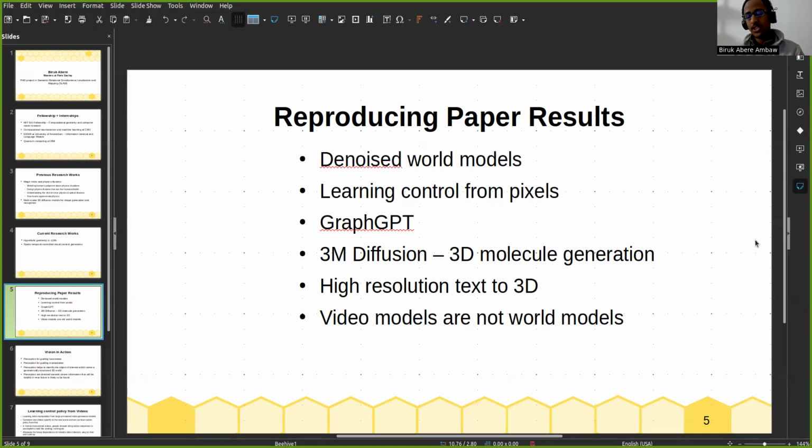3M diffusion is about molecule generation. Yes, something completely different. And then text, which is basically writing the text and generating the 3D.